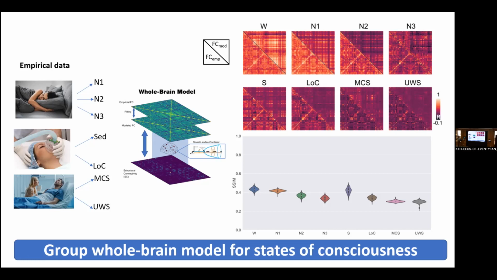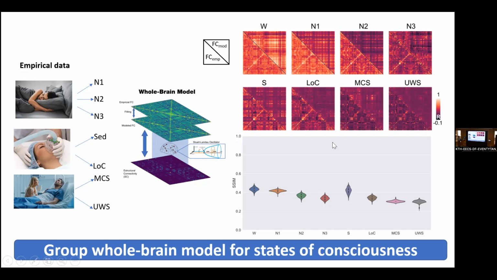What this means is that we take all the subjects or participants in one state, and then we average, and we get the average functional connectivity, and we target the average functional connectivity of the group. So this is a group-level approach. We are not modeling each individual, right? We get a model that represents this global state, not the individual.